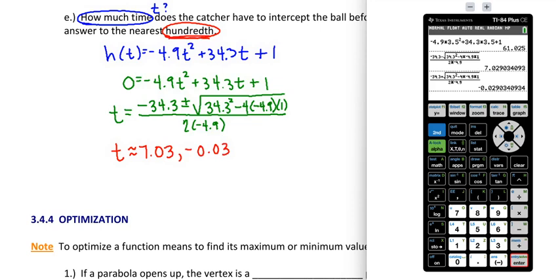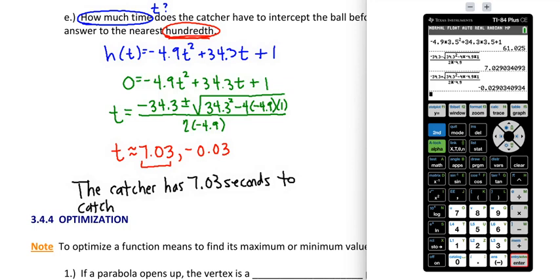So we have two possible answers, but only one is feasible, right? We're just looking at how much time between when the batter hits the pop fly does the catcher have to catch it? Well, that's only going to be a positive amount of time. So we can make our conclusion. The catcher has 7.03 seconds to catch the ball and get the out before it hits the ground.